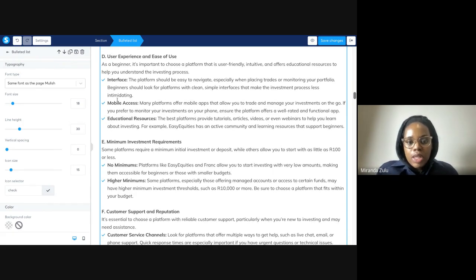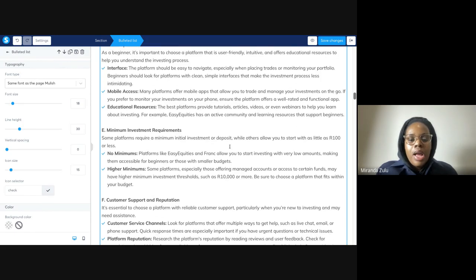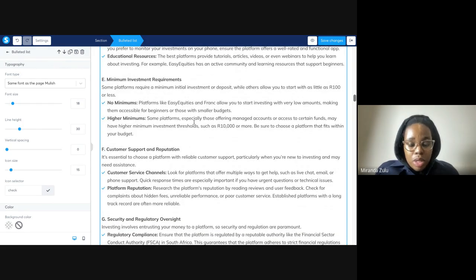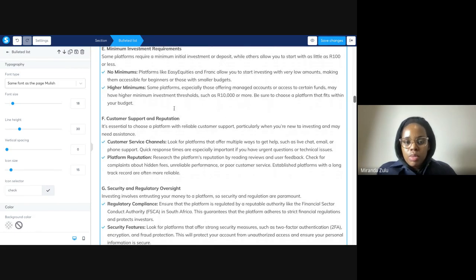So, ease of use, mobile access, and minimum investment requirements are also really important to note. Some platforms require a minimum investment, like banks. If you go to a bank, some will require, for a certain investment account, a minimum of 500 Rand, 1,000, or 5,000, depending on the account. Whereas some just allow you to invest with as little as 100 Rand or less. Platforms like Easy Equities and Frank allow you to invest with very low amounts, making it really easy for beginners who have smaller budgets to get into it. Some platforms have higher minimums, so it's important to find one that fits your budget and is suitable for what you're looking for.